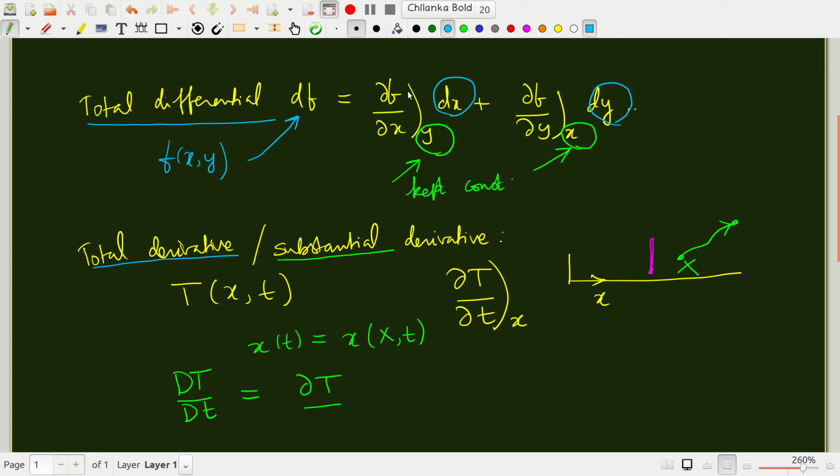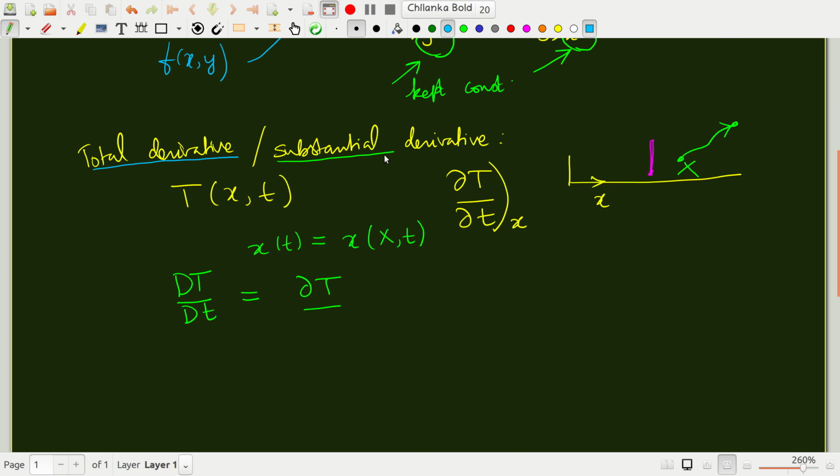Now, whenever you write a partial derivative, you also signify what are the variables that are kept constant. So here y is kept constant, here x is kept constant. So this notion is called the idea of a total differential df. This is very useful in thermodynamics. You might have used this many times in thermodynamics.